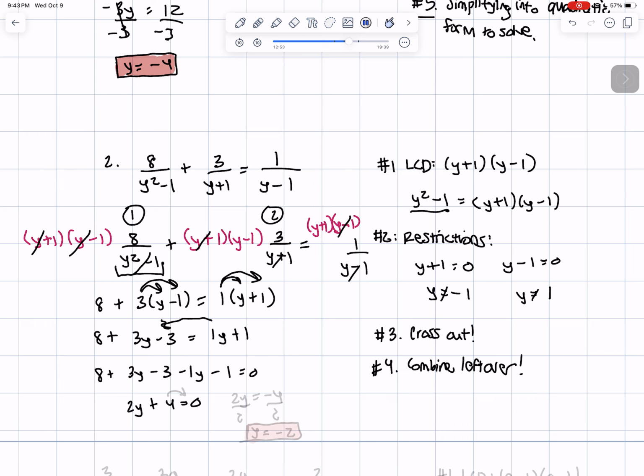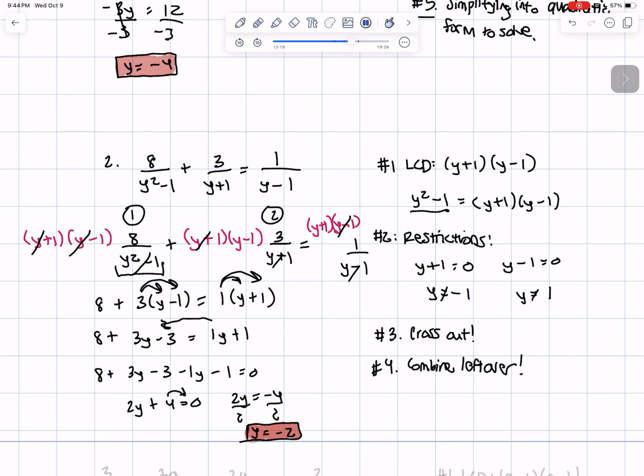So now we need to simplify. Just move that 4 back over. So it's going to be 2y equals minus 4. You divide by 2, and then you get y equals minus 2. So let's look at our restrictions. Restrictions say that it cannot be minus 1, and it cannot be 1. So indeed, this is our solution.